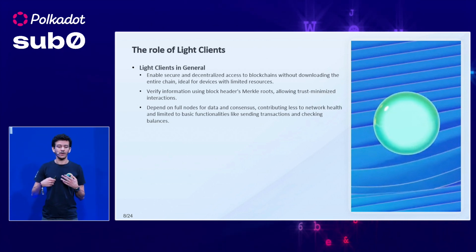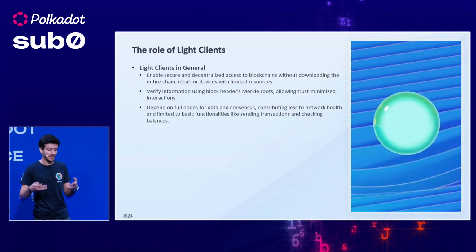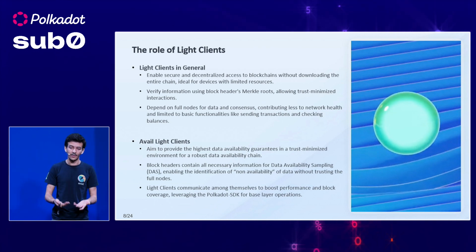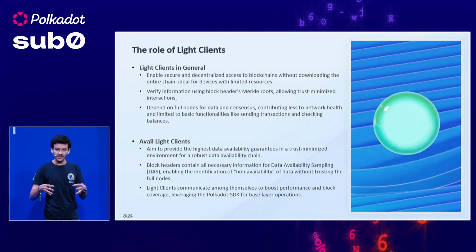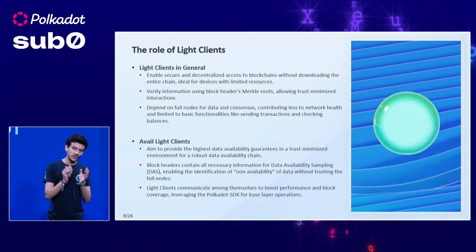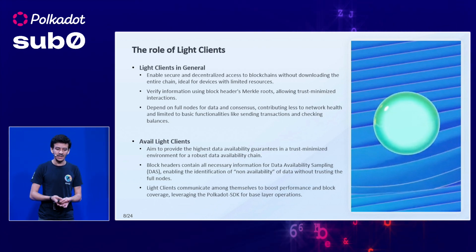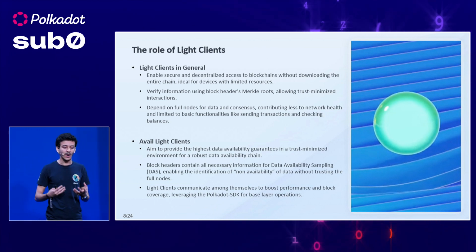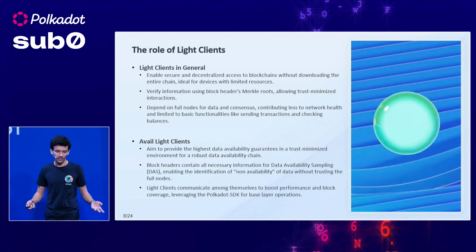For Avail, our light clients are not aimed to do the same, so they are specific, because we want them to give the highest data availability guarantees in a trust-minimized way. So at Avail, our block headers contain all the necessary information for data availability sampling. So any light client will be able to identify any non-availability of the data without trusting the full node.